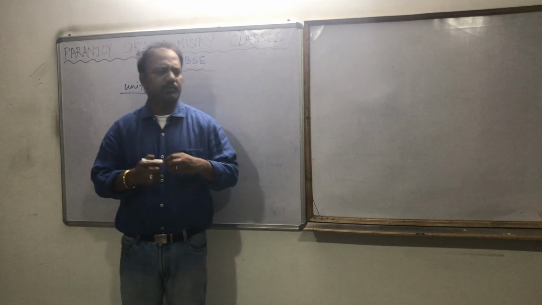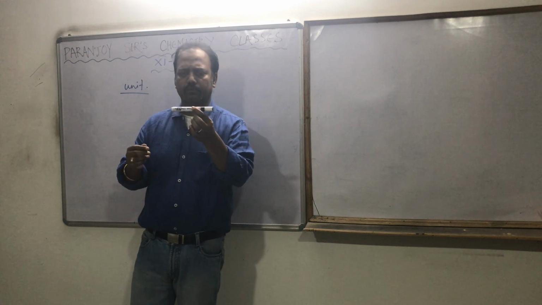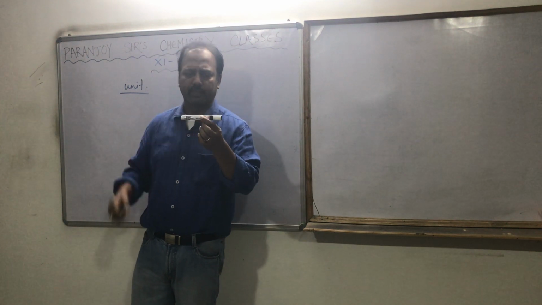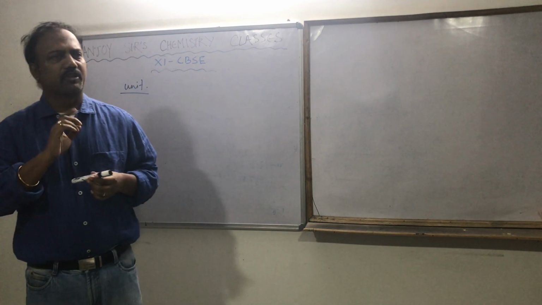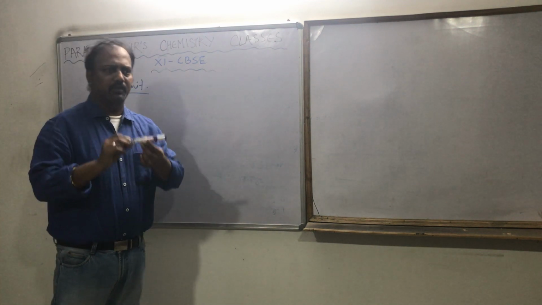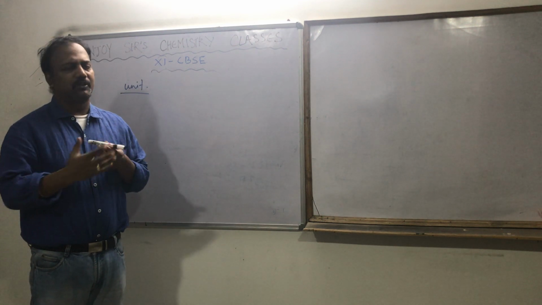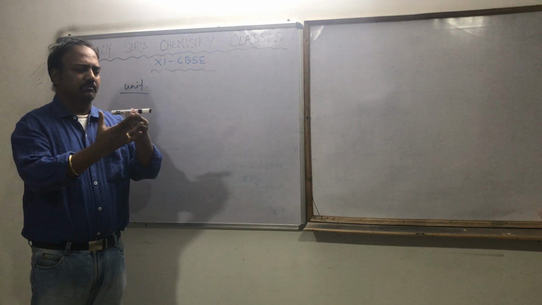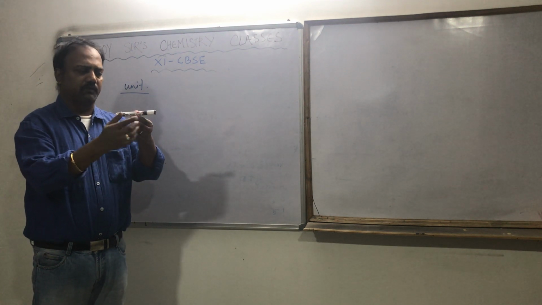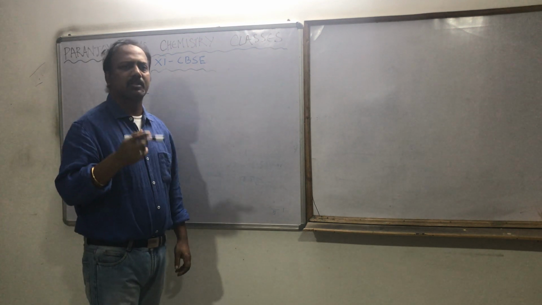For example, suppose this pen is there. Now I can ask you what is the color of the pen. Fine, the color of the pen is observed. So if it is observed, it's a physical property. What is the length of the pen? It can be measured. If it is measured, it's a physical property. What is the volume of the pen? It can be measured. So these are the physical properties.